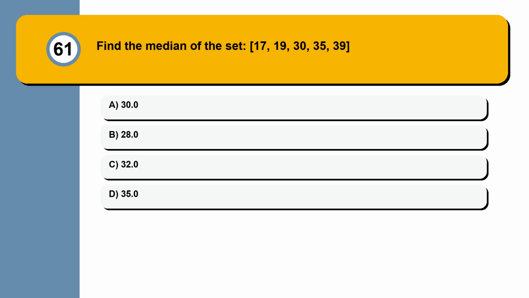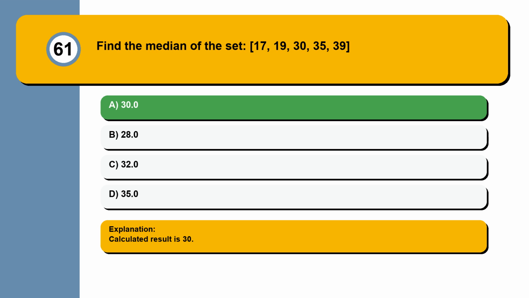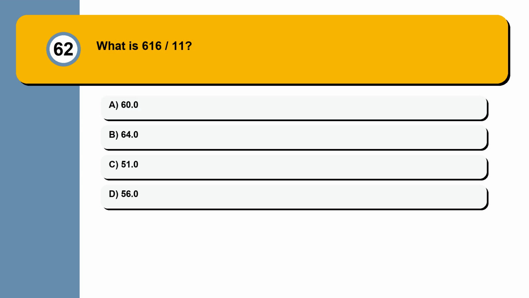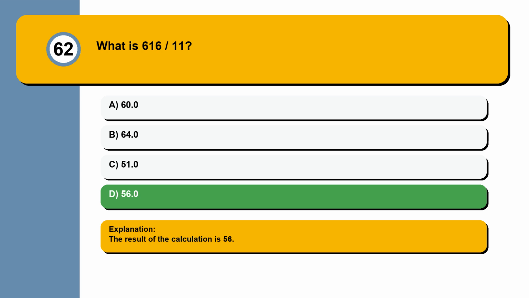Question 61. Find the median of the set 17, 19, 30, 35, 39, 30.0, 28.0, 32.0, 35.0. Calculated result is 30. Question 62. What is 616/11? 60.0, 64.0, 51.0, 56.0. The result of the calculation is 56.